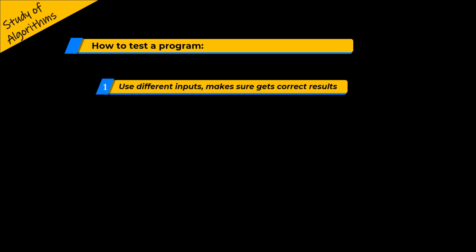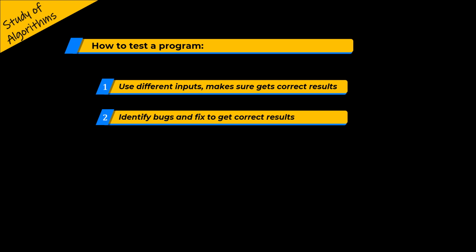The next study is how to test a program. Now, once an algorithm is developed and implemented as a program using any programming language, the program must be tested. This is where we actually give different inputs to the program and make sure the program gives the correct results. If the program gives the wrong results, then the bugs are identified and the algorithm and the program is fixed or changed to get the correct results.